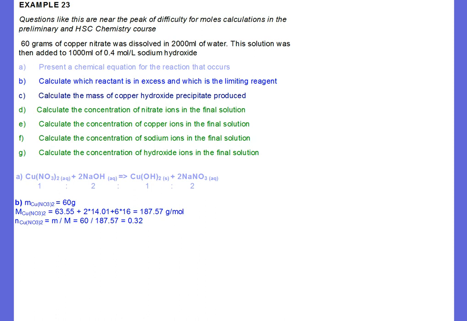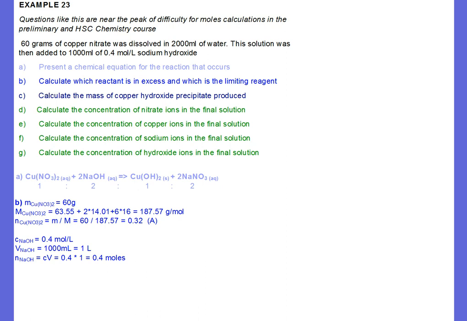The next thing is how many moles of sodium hydroxide have we got? Well, we've been given the concentration, which is 0.4 moles per litre. We've been given the volume, which is 1,000 mL, but don't forget in chemistry we use litres as our unit, and therefore that's 1 litre. So number of moles equals concentration times volume, which is 0.4 times 1. We've got 0.4 moles of sodium hydroxide.